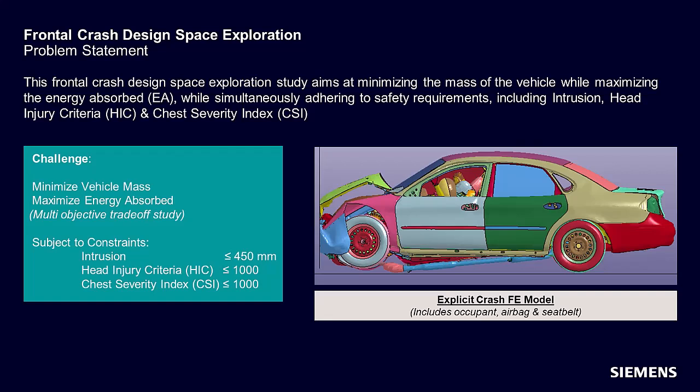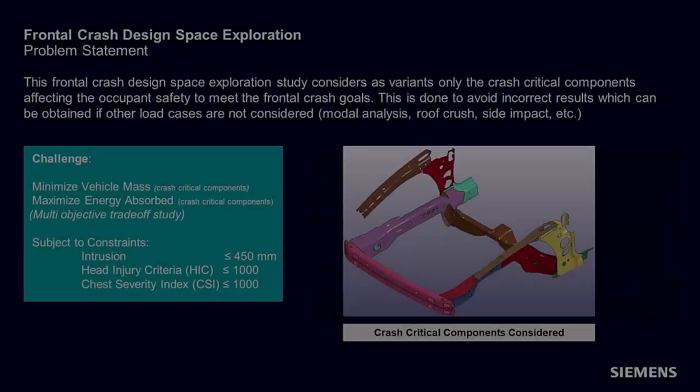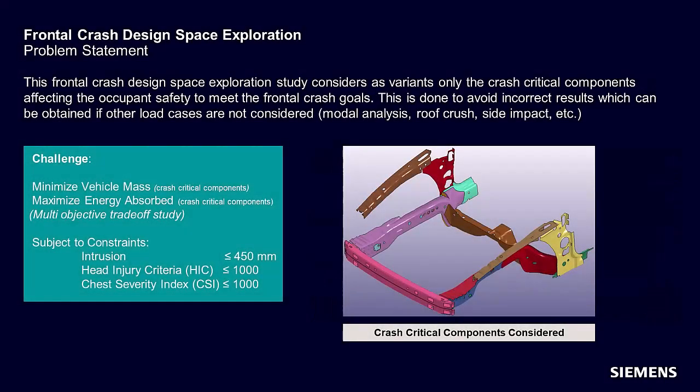The requirements for each are specified here. This frontal crash design phase exploration study considers as variants only the crash critical components affecting the occupant safety to meet the frontal crash goals. This is done to avoid incorrect results which can be obtained if other load cases are not considered, for example, modal analysis, roof crash, or side impact, etc.